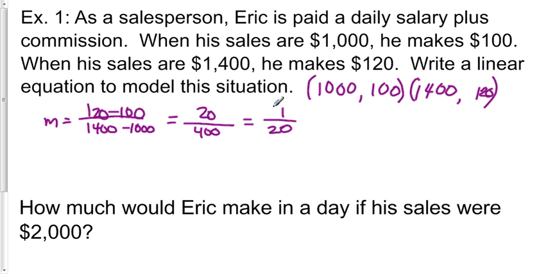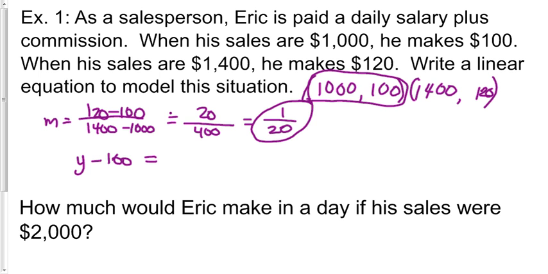I'm going to use this slope m, and I'm going to choose this first point here, 1,000, 100, just because it seems easy to work with. And I'm going to plug these values into the point-slope form. So that equation is y minus my y value, which is 100, equals the slope, 1/20, times, in parentheses, x minus my x value, which is 1,000.